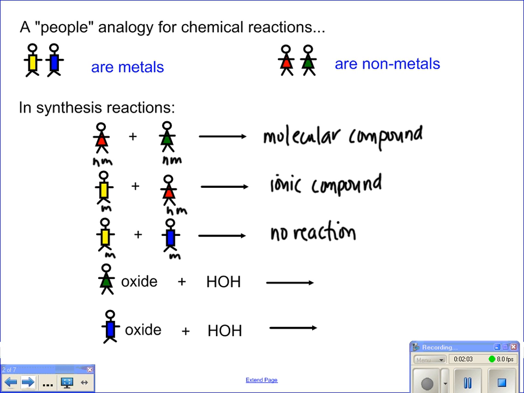Another situation we can have, especially for the grade 11s, is we can have a scenario of a non-metal oxide. And so a non-metal oxide is some non-metal element combined with oxygen to create a compound, a molecular compound. And when that non-metal oxide reacts with water, which I'm going to write as HOH for the purposes of this unit, and you'll see why as we go through it, we end up with a substance called an acid.